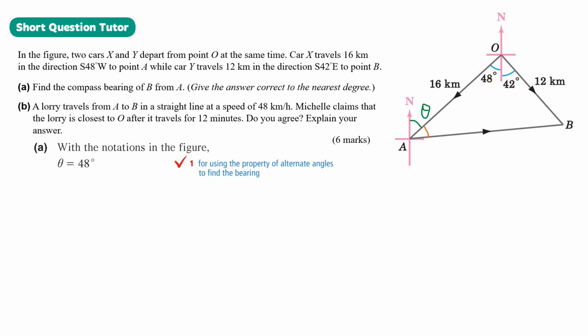Can you associate the two angles with anything? Do you notice that the sum of the two angles is 90 degrees, a right angle? That means triangle AOB is a right-angled triangle. For a right-angled triangle with two given sides, we can use trigonometric ratios to find the angles.